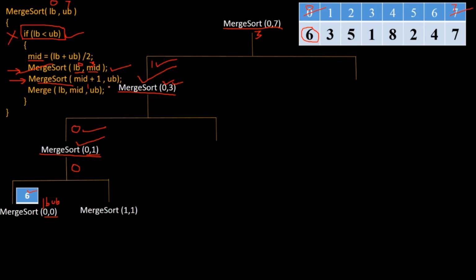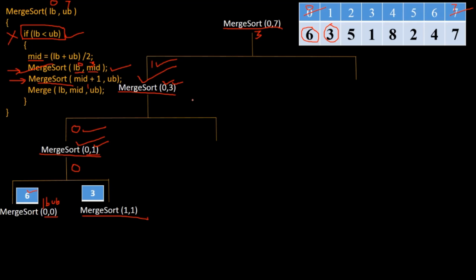Okay, ub is your 1, right? This is ub. So this again is merge sort 1 comma 1. Here also the if fails. Now what happens? If the if is failing, it will give you only one element at index number 1. That is, it will return 3, right?